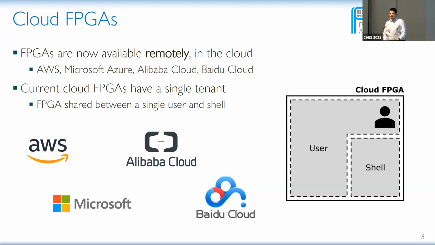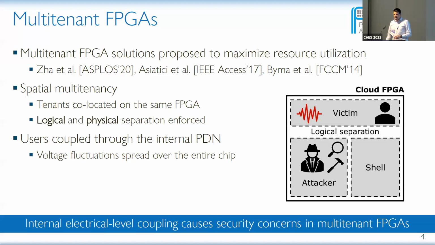And in these instances, currently we have single tenants. So the FPGA is shared between one single user and a shell, which would be kind of the host operating system. However, we've seen in the recent 10 years many multi-tenant FPGA solutions that are being proposed to maximize the resource utilization of these huge cloud FPGAs. And this is usually in the form of spatial multi-tenancy, where we have tenants that are co-located on the same FPGA, and for security reasons, separated logically and physically.